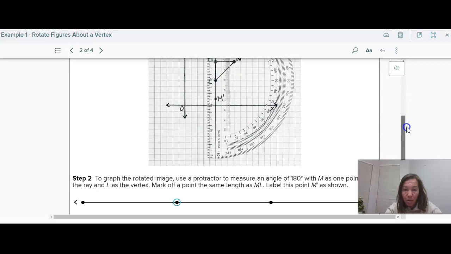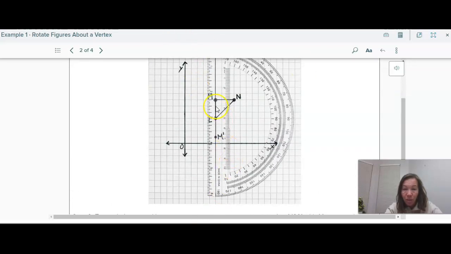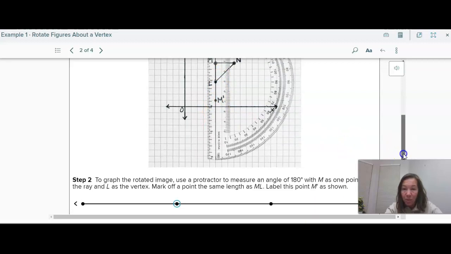So you're just going to draw a line through ML, okay? You can see that this segment is 1, 2, 3 units, so we're going to go 3 units this way to mark M prime, and you can see that from M to M prime, we have an angle of 180 degrees. So all you're going to do is draw a line through that segment, and with L as our center, this point L is going to be the same as L prime. To get M prime, we just draw a straight line and then go the same distance on the other side. And then we're going to do the same thing with N.